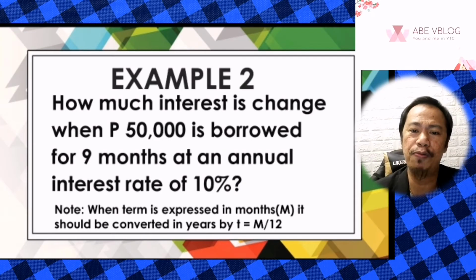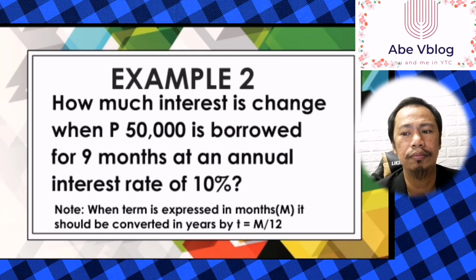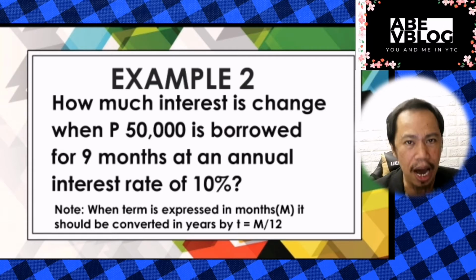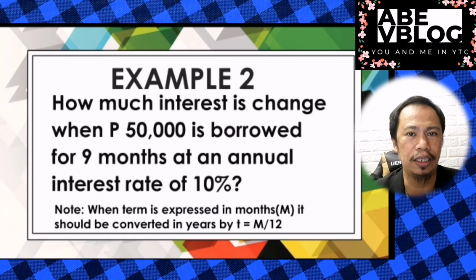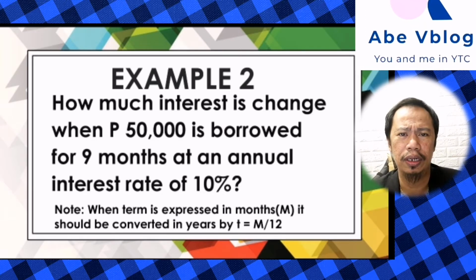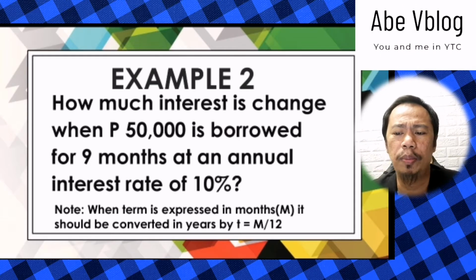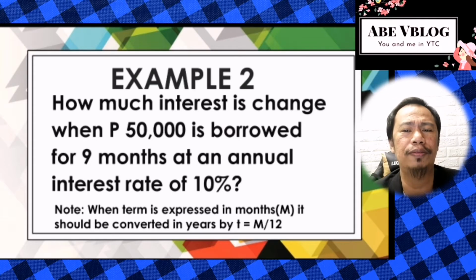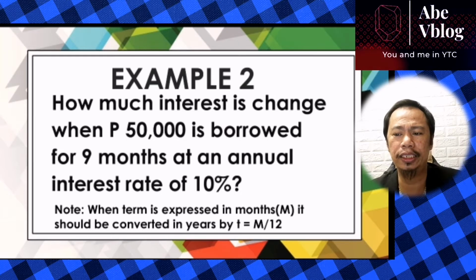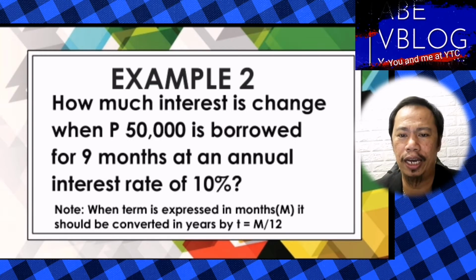Example number 2. How much interest is charged when 50,000 is borrowed for 9 months at an annual interest rate of 10%? So, 9 months is not in a year, and the term must be in a year. That's why, as you can see in the note, when the term is expressed in months, it should be converted to a year. So we divide 9 by 12, and then we get 0.75.